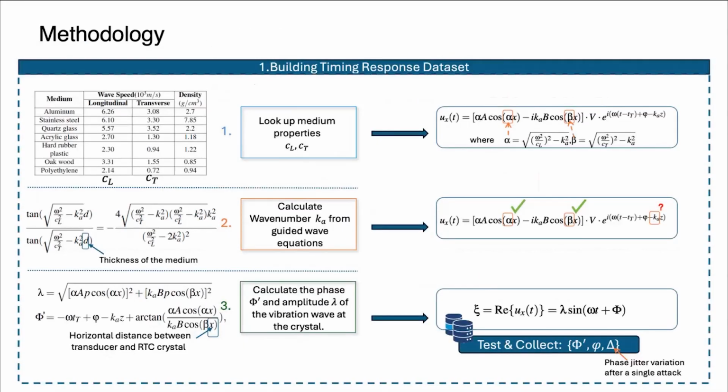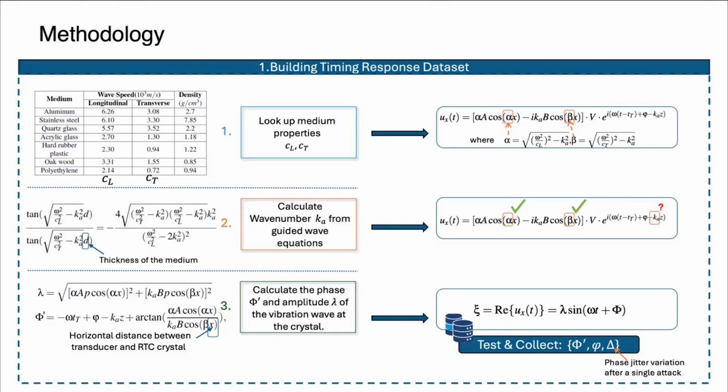Based on this, we propose an attack method that alters the RTC's timing rates via crystal resonance. First, the attacker can offline test different solid materials to build a database of the attack parameters. Specifically, the attacker can look up longitudinal and transverse wave speeds, CL and CT, based on different solid materials. Those two parameters are important for getting the values of parameters alpha and beta.